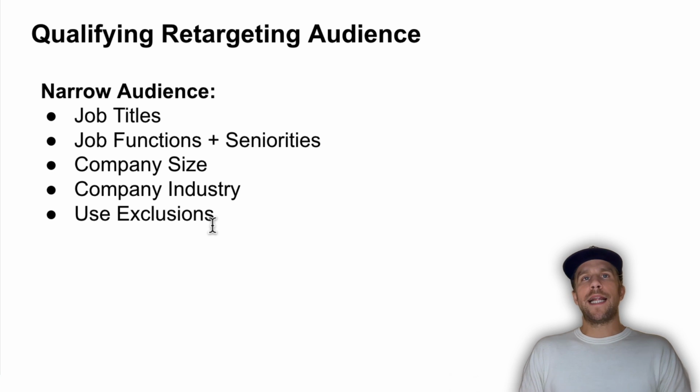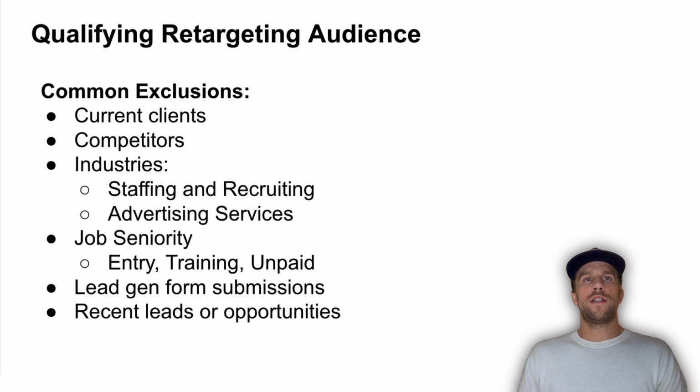The great thing again with LinkedIn ads is that we can qualify this website visitor traffic. So we can qualify and narrow down the audience based off job titles, job functions and seniorities, company size, company industries. We can also use exclusions. So good exclusions to include in your retargeting audience as well as prospecting is if you have your current list of clients, to exclude those because you don't want to be showing ads to your existing clients in most cases. And then competitors, if you have any competitors, you can make sure to exclude them. Sometimes competitors are visiting your website. So if we exclude those competitors, we avoid showing our ads to them.